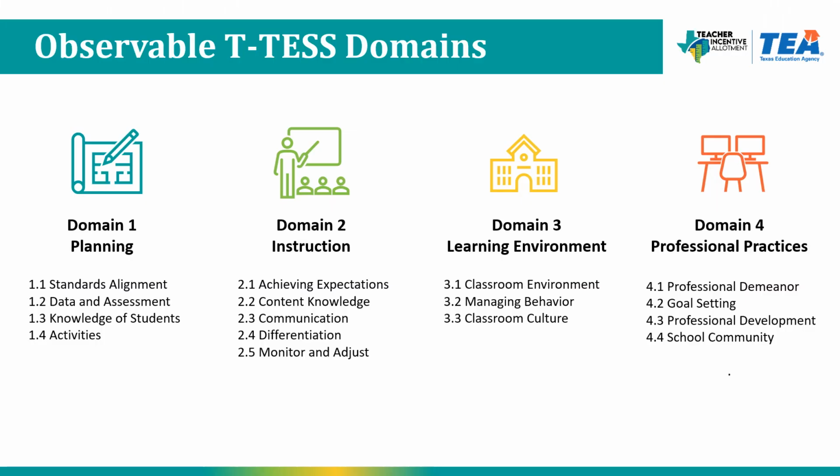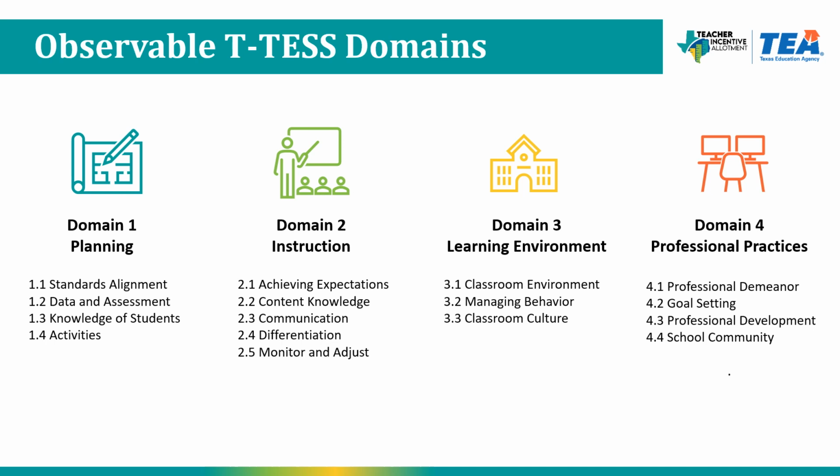T-TESS is made up of 4 domains. Domains 1 and 4, which are the planning and professional practices domains, are not considered observable in statute. Observable means that a rater would not need any additional evidence outside of a single classroom observation in order to score these dimensions accurately. For example, 1.2 is data and assessment. Along with the classroom observation, an appraiser would likely need to use evidence from a conversation with the teacher or artifacts like their data analysis to rate this behavior.